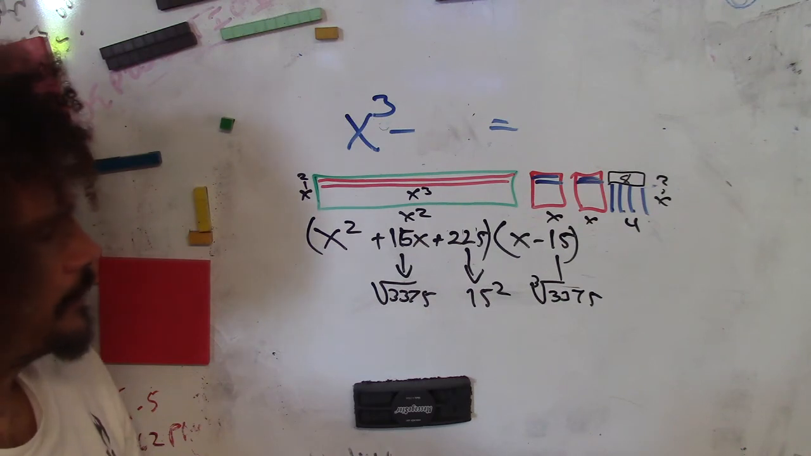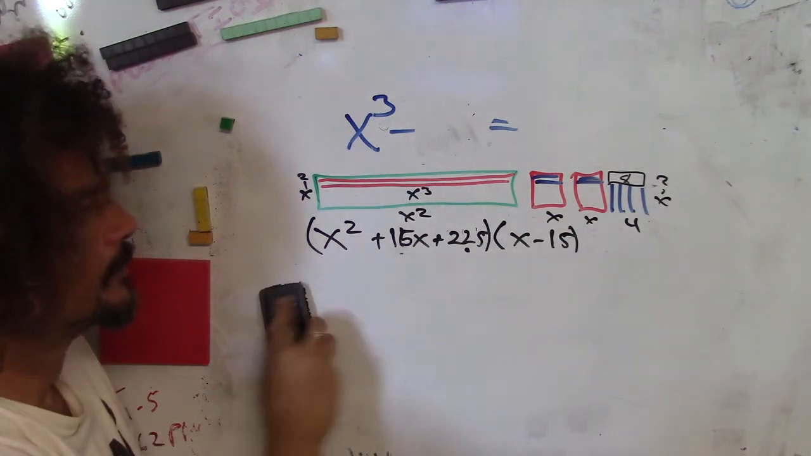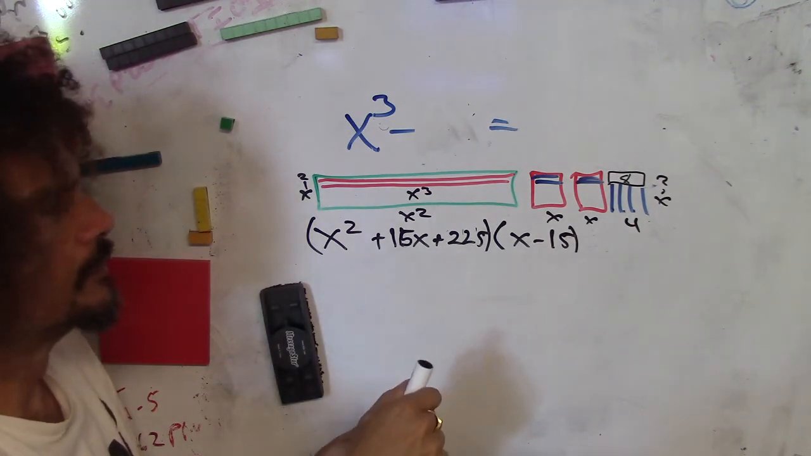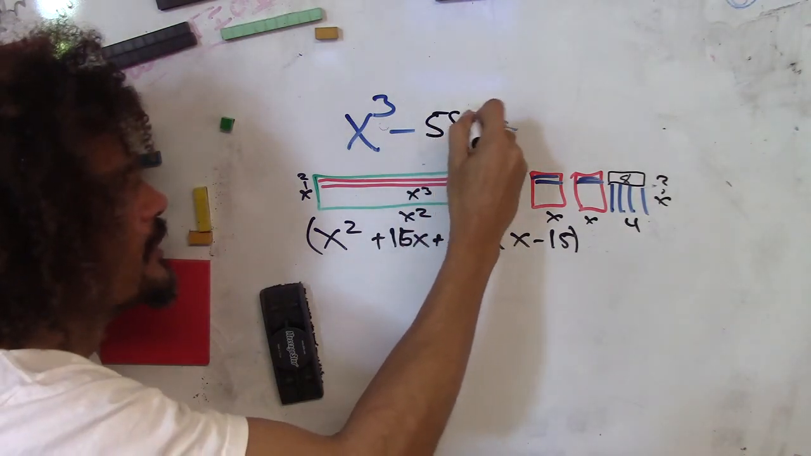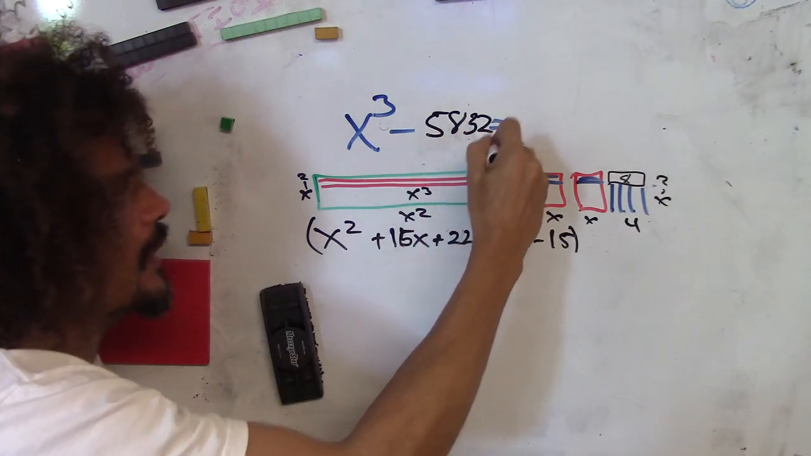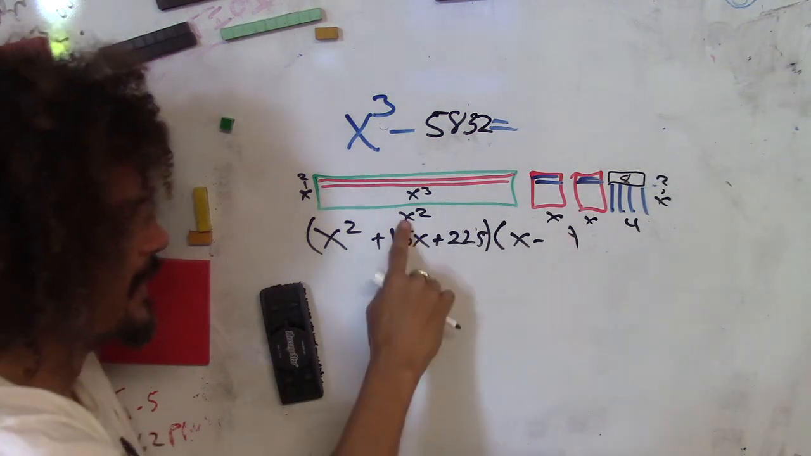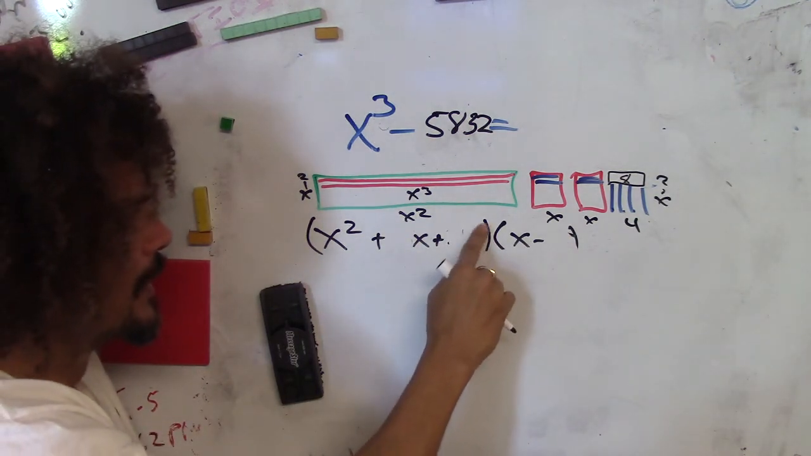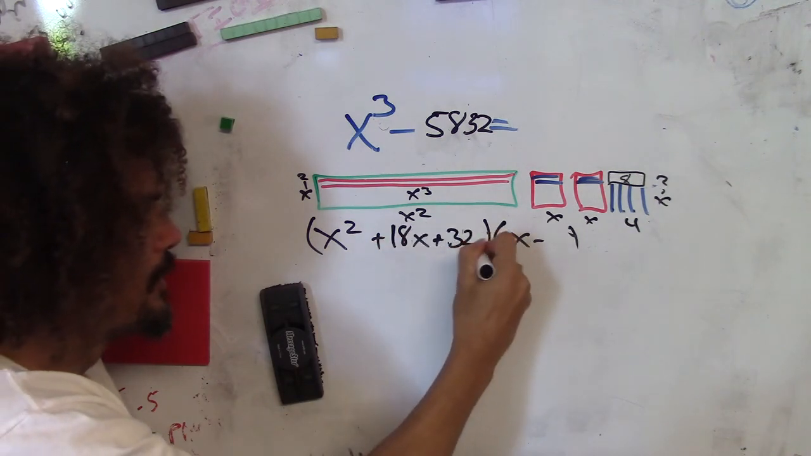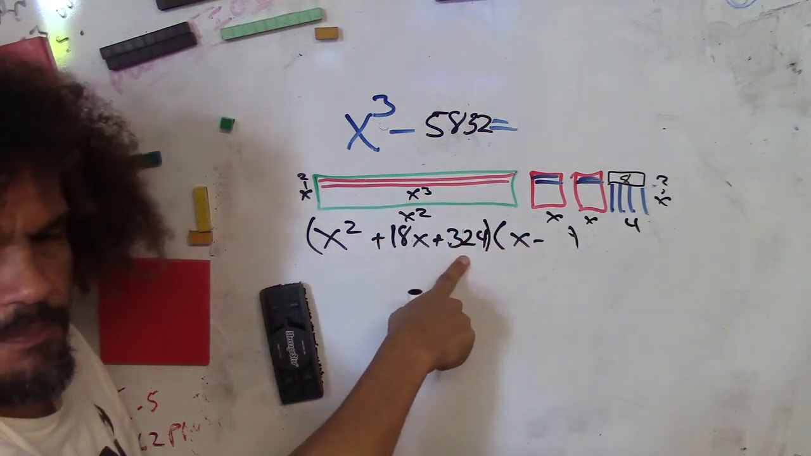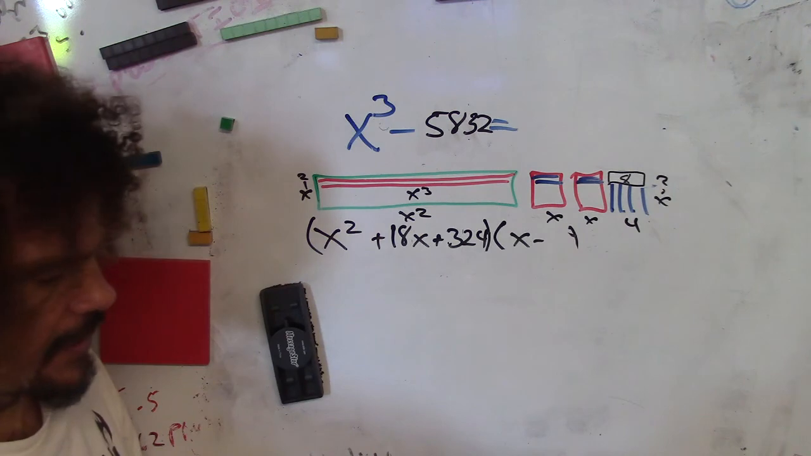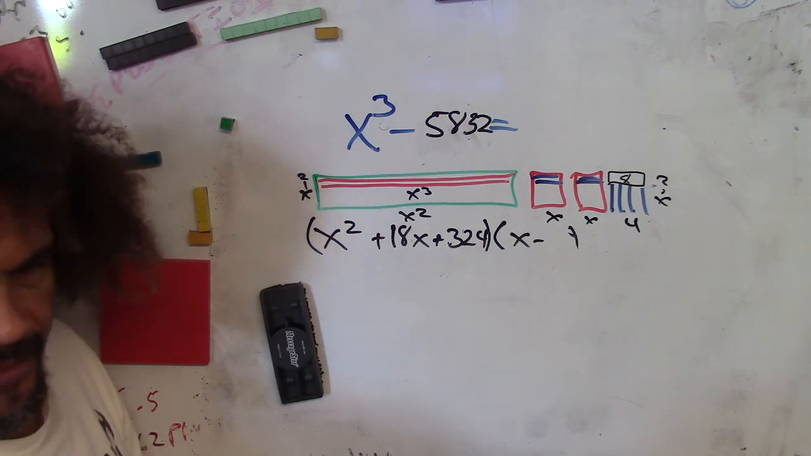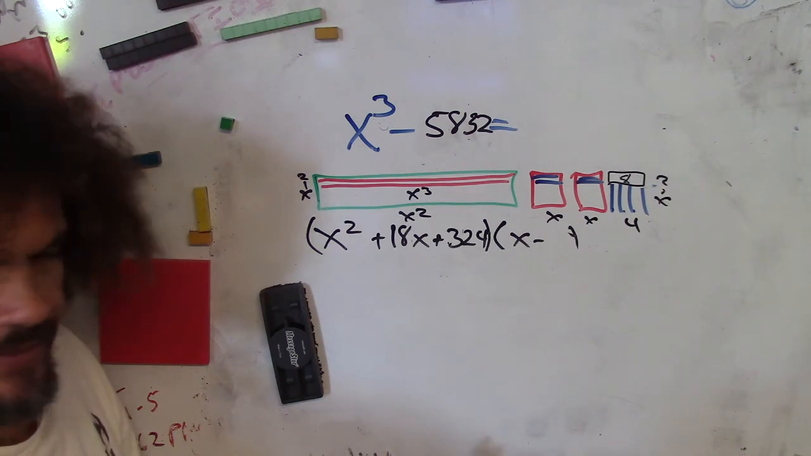All right, pick another number. 5832. What's that the cube of? 18. So what are all these numbers going to be? X squared plus 18x plus 324, x minus 18. 324 because that's 18 squared. You should know those. What's 6 times 6? 36. There you go. So you should know 15 times 15 is 225, and you should know 19 times 19 is 361. Like, not even thinking about it.